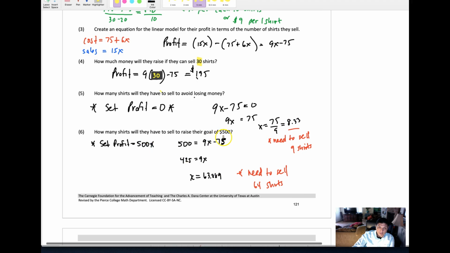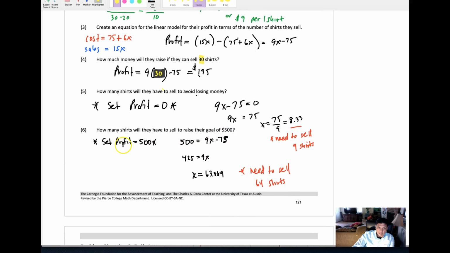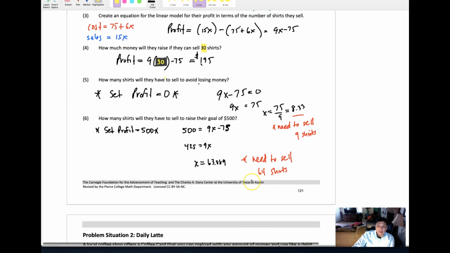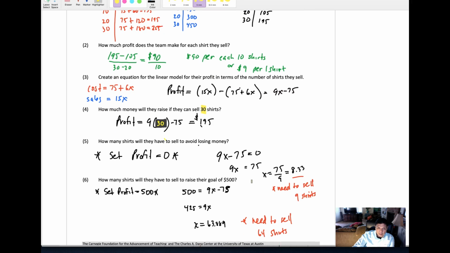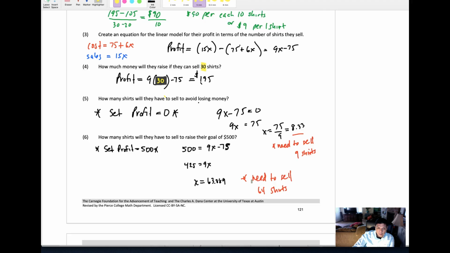And then similarly, how many shirts do they sell to make a profit of 500? Notice I'm setting the profit equation equal to 500 and solving for X. And so they need to sell 64 shirts. So take a look at that, or pause to look at the math there.